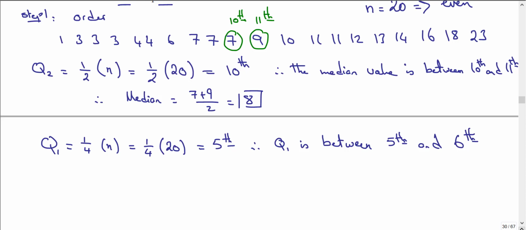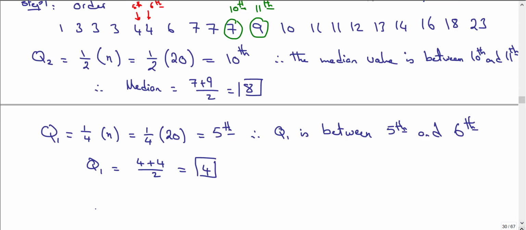The 5th is 4 and the 6th is 4. Okay. So you do what? So Q1, the lower quartile, will be 4 plus 4 over 2. In the end, it's 4. It's the same thing. So Q1 is 4.